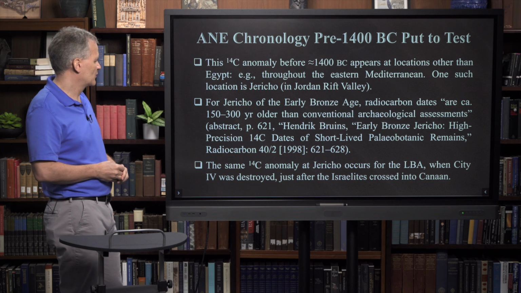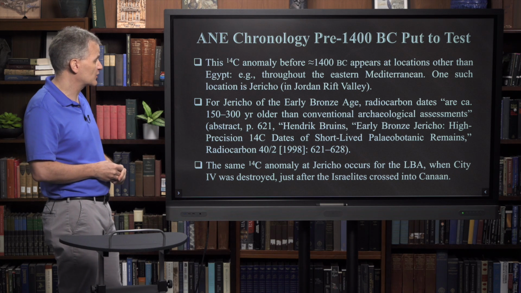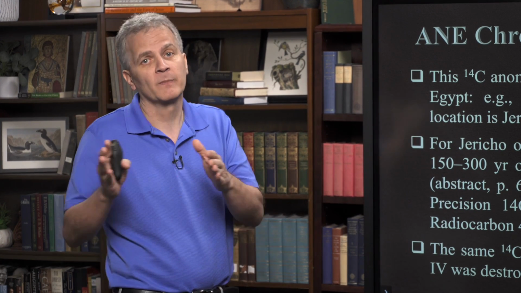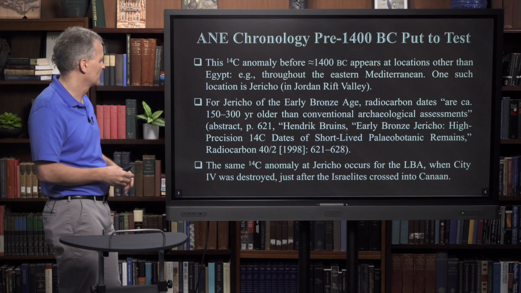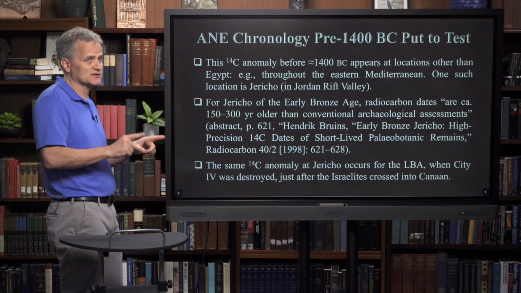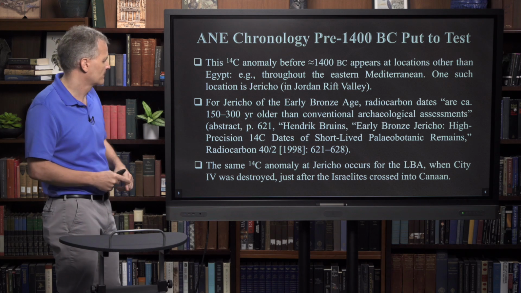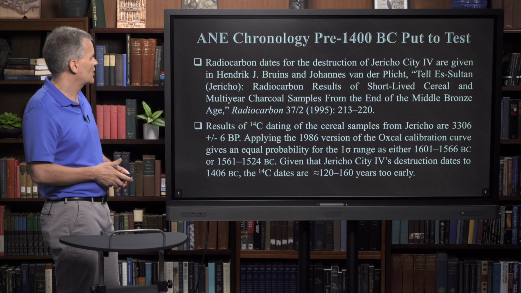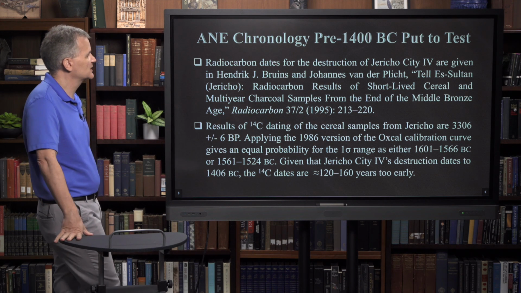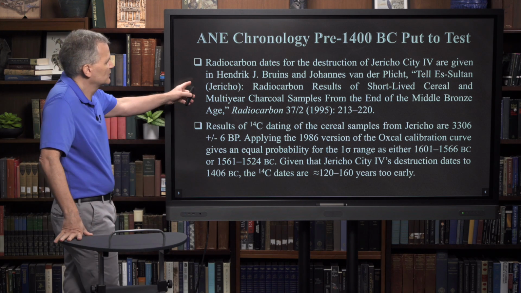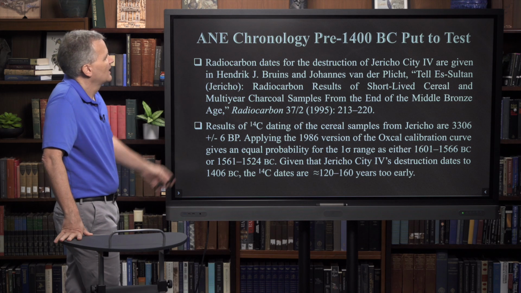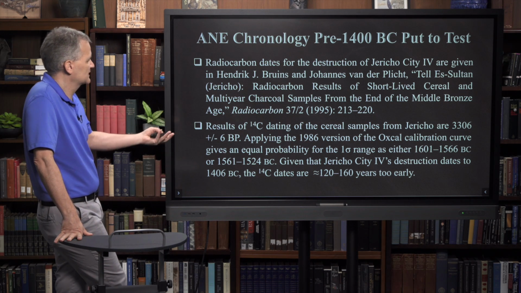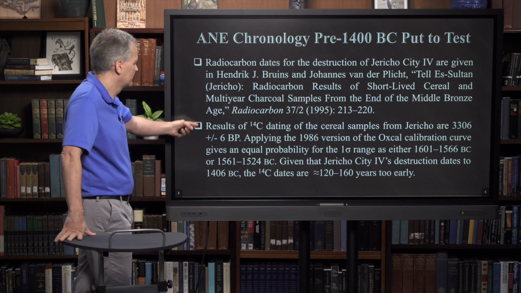The same radiocarbon-14 anomaly at Jericho occurs for the late Bronze Age. So not just the early Bronze at Jericho, but the late Bronze at Jericho also, when City 4 was destroyed, and that's the city that's destroyed under Joshua, just after the Israelites crossed into Canaan. Radiocarbon dates for the destruction of Jericho City 4 are given in Bruns and van der Plicht, Tel es Sultan, Jericho, radiocarbon results, etc. That's 1995.